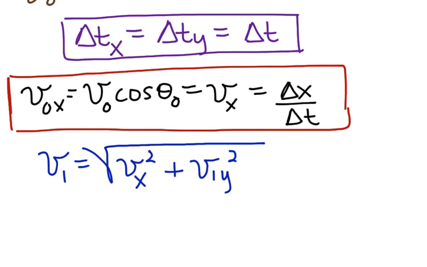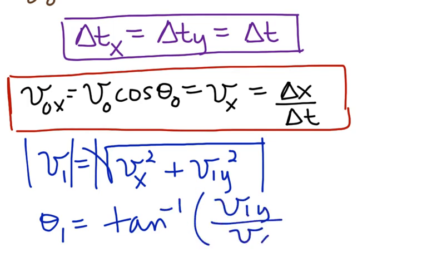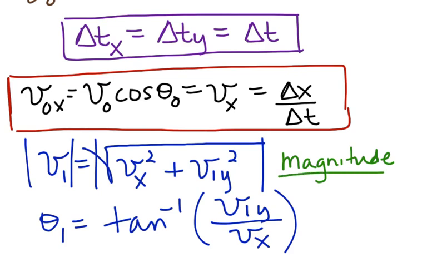And then what we can do is just take the absolute value of both sides to find the magnitude. Now the direction, what I would call theta sub 1, is actually equal to the inverse tangent of my v1y divided by my v1x, which is just vx, and that will give me my direction. So this top value here is your magnitude, and this bottom value here, this is your direction.